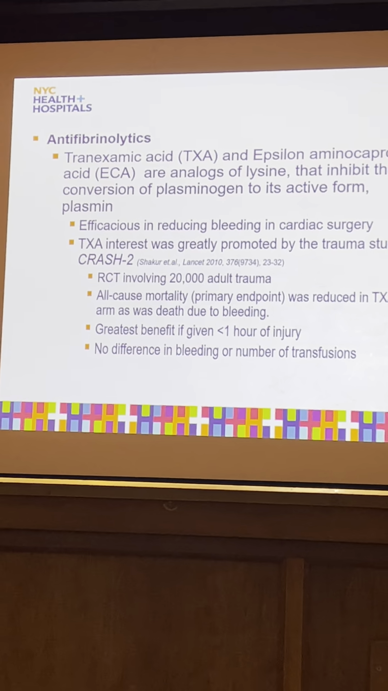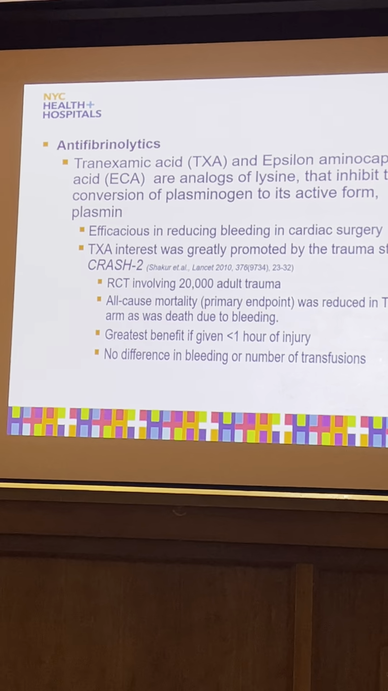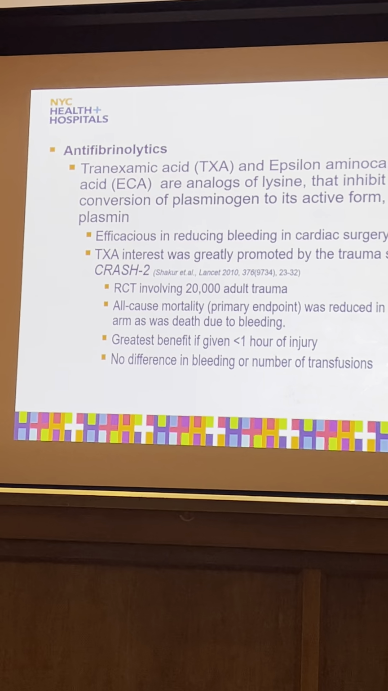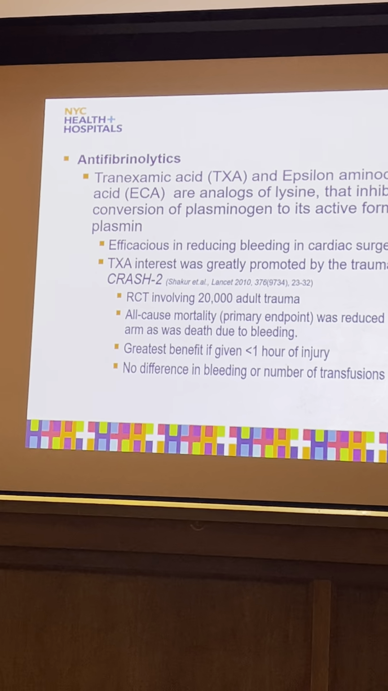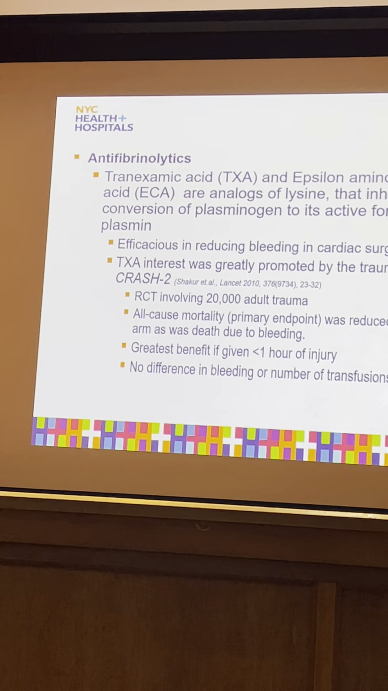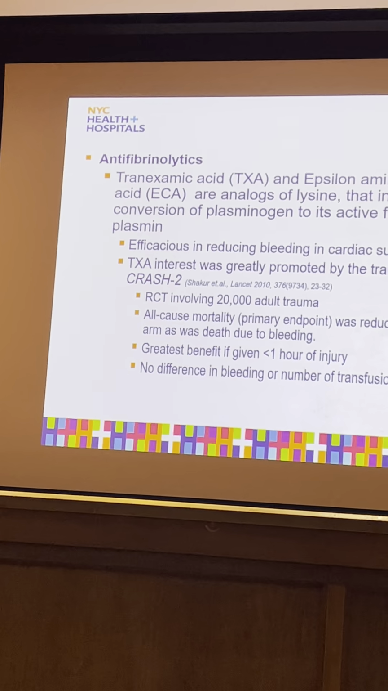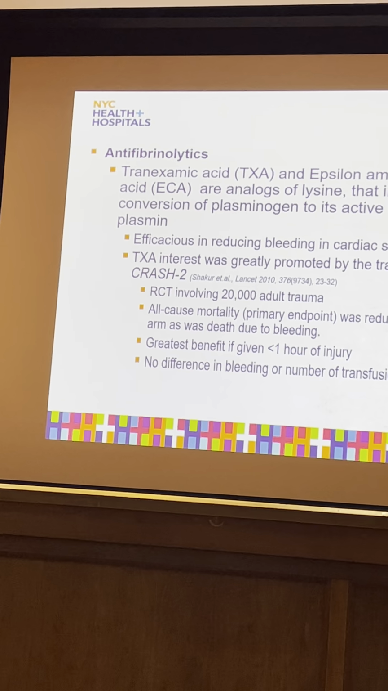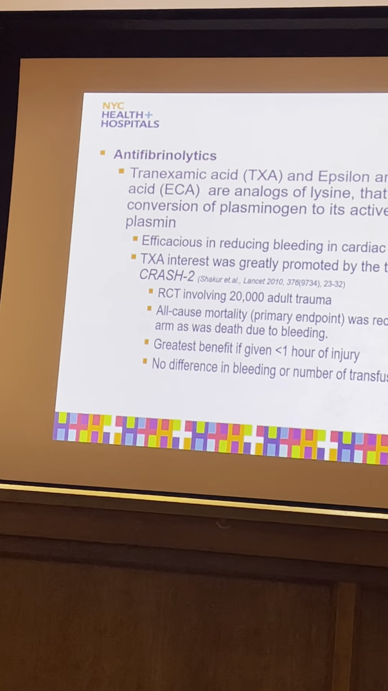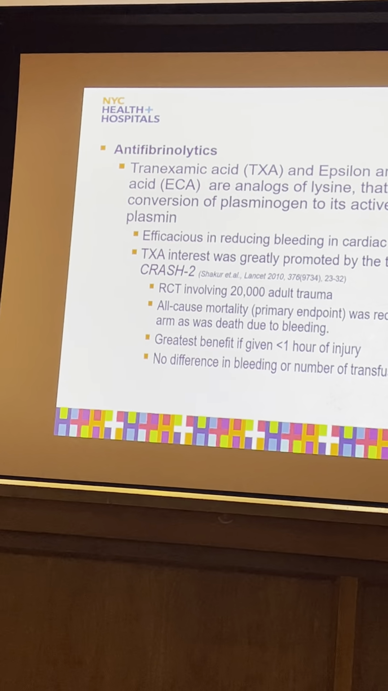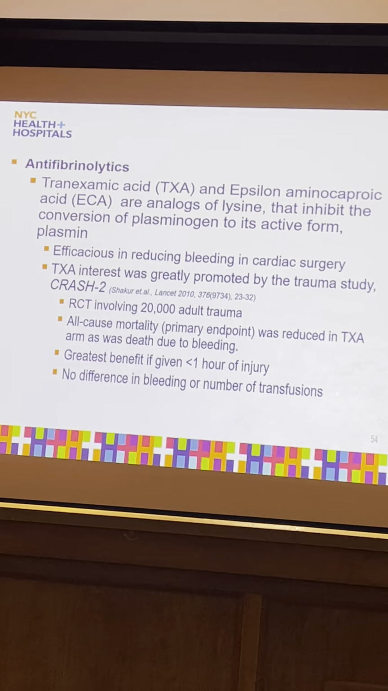Next is antifibrinolytics. I don't have much experience with these agents, tranexamic acid and epsilon aminocaproic acid. They are lysine analogs. They inhibit plasminogen conversion to its active form, plasmin, therefore having this antifibrinolytic effect. The main study, called CRASH-2, involved 200,000 adult patients, and the all-cause mortality using tranexamic acid exclusively in the tranexamic arm versus placebo was that there was reduced death due to bleeding.